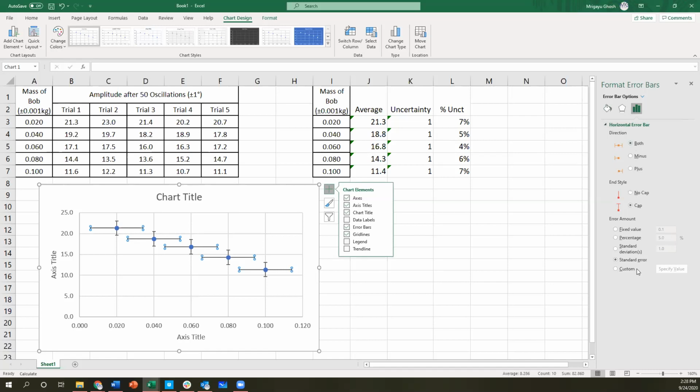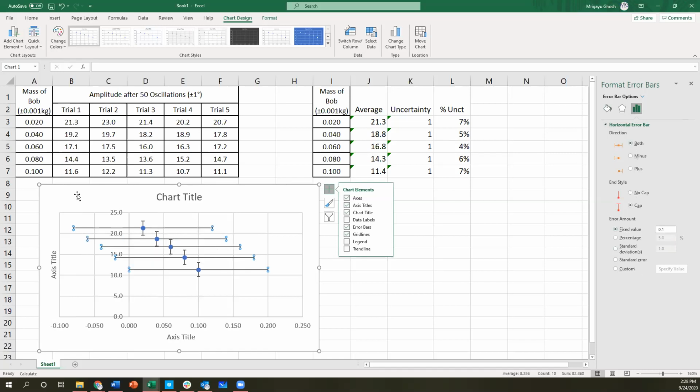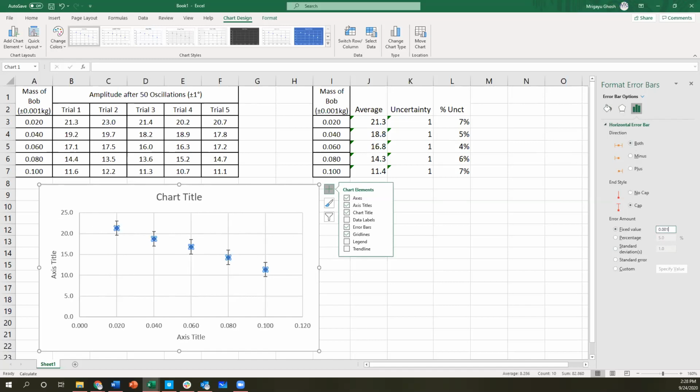You do want a cap, and then it's a fixed value, right? Because the value is fixed at 0.001. So let's go ahead and just enter that in. 0.001. And then hit enter, and there you go. So now it's adjusted. Honestly, it's so small you can't even see it, but it's there.